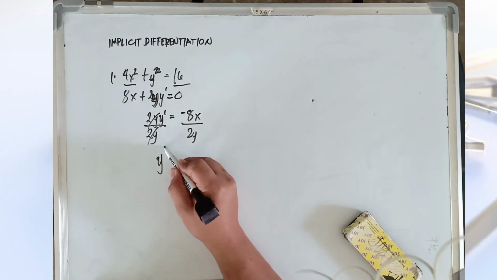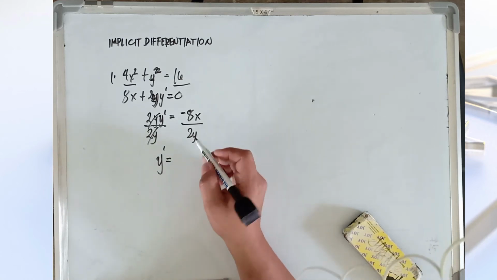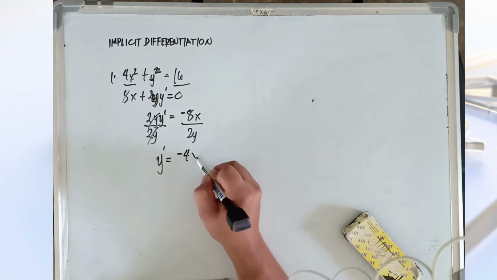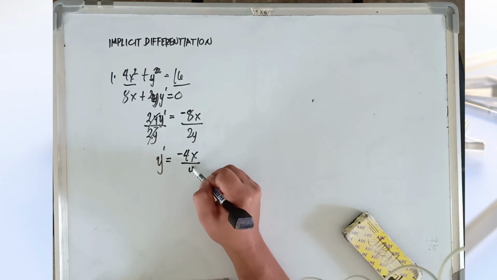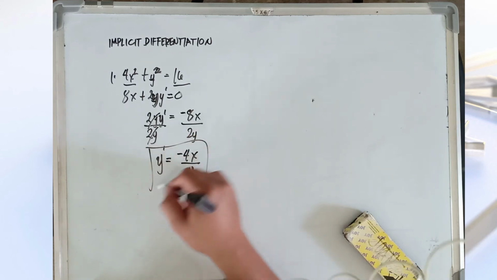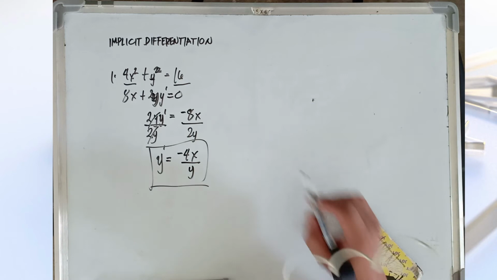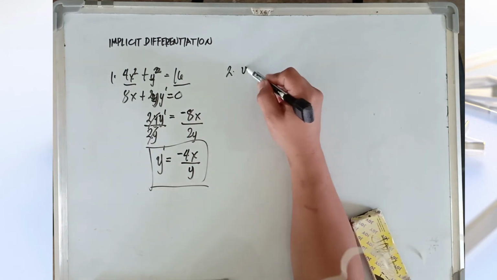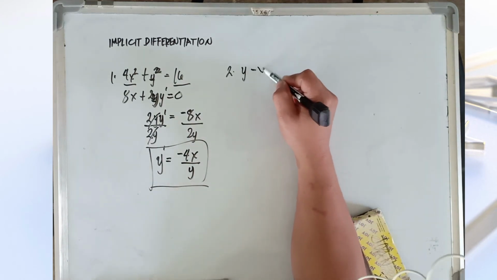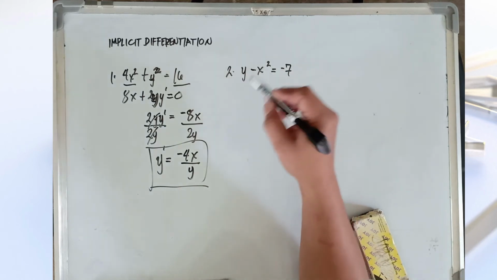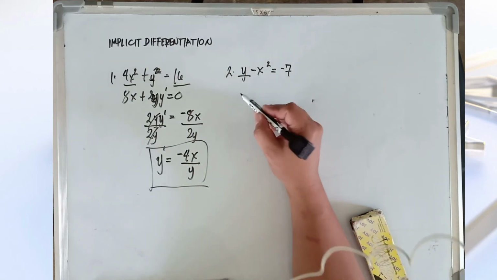And here, we have now the derivative. y prime is equal to negative 4x over y. So, that's how simple it is. How about for example number 2? y minus x squared is equal to negative 7. So, what's the derivative of y?